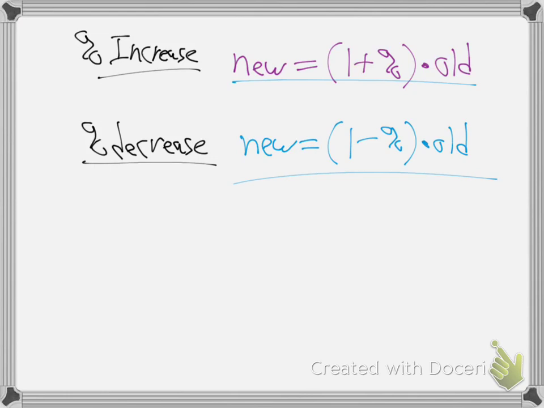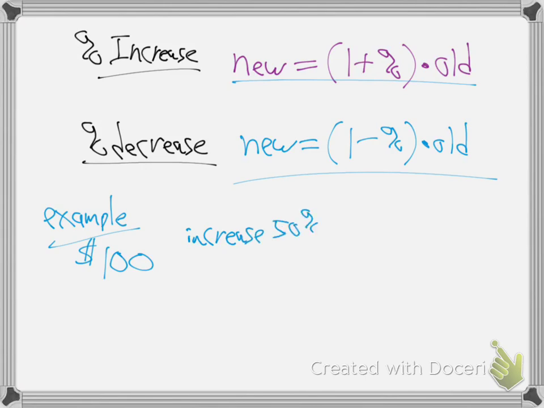Okay, so for example, if somebody says, hey, I've got a, well, let's do the $100 thing again. I've got $100 whatever, and I'm going to increase it 50%, like we just did, right? How would you increase that 50%?